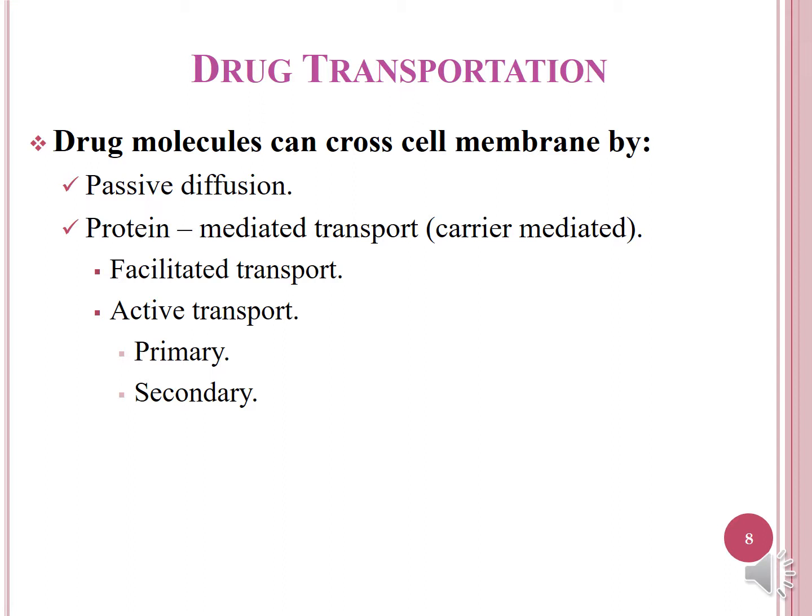So drug, whenever the movement needs to happen, it will move across the cell membrane. Basically, the drug molecules can cross the cell membrane by some of the mechanisms such as simple passive diffusion, or it could be carrier mediated, so that is protein mediated. Within the protein mediated, it could be facilitated transport without expending any energy, or it could be purely energy dependent. It could be active transport, so primary and secondary active transportation.